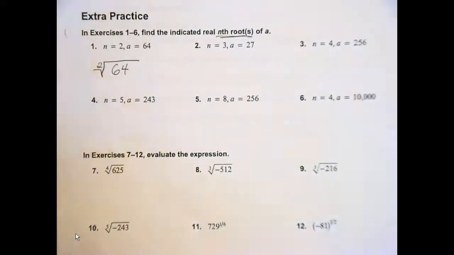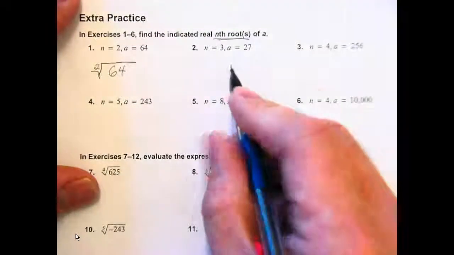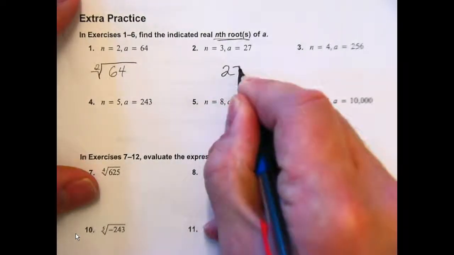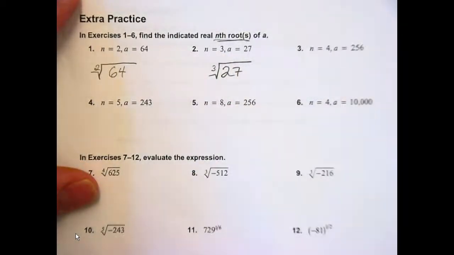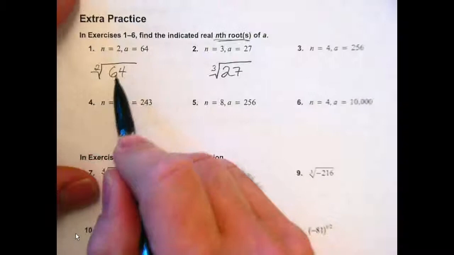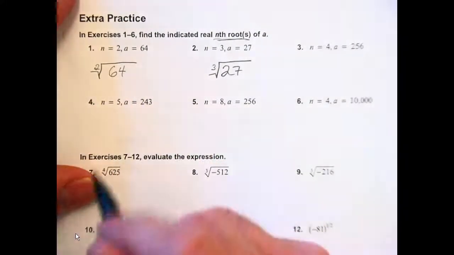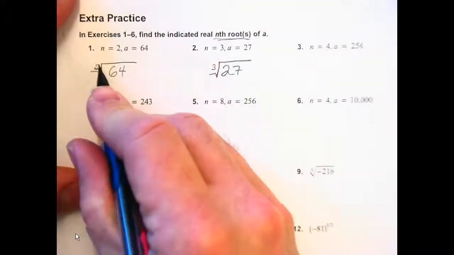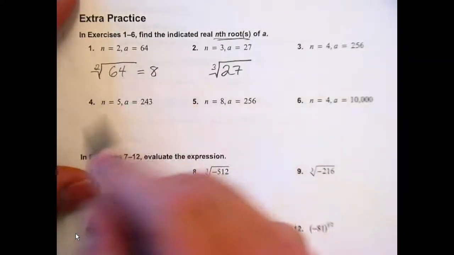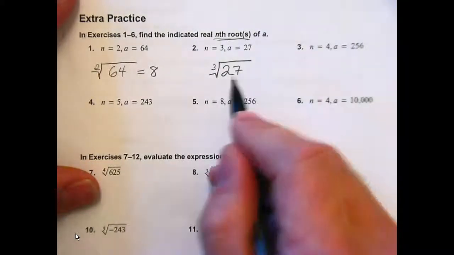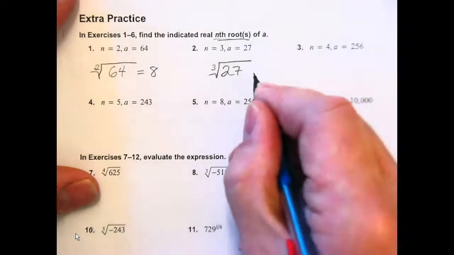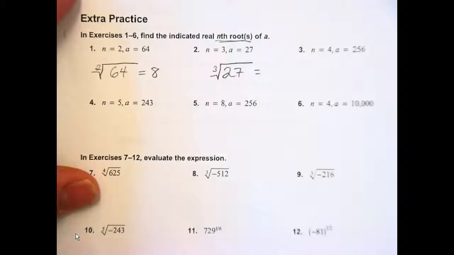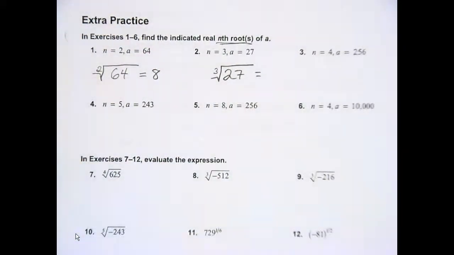The reason why I'm calling it the second root right now, and I'll go back to calling it square root, is because when you get over to this one, say number 2, it's now telling you that A is 27, and you're finding the third root. Okay, so let's understand what they're saying here. This says, what number times itself twice will make 64? You guys know the square root of 64 is 8. 8 times 8 makes 64. Well, this is saying what number times itself 3 times makes 27.